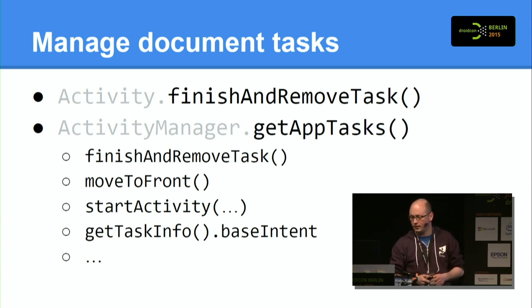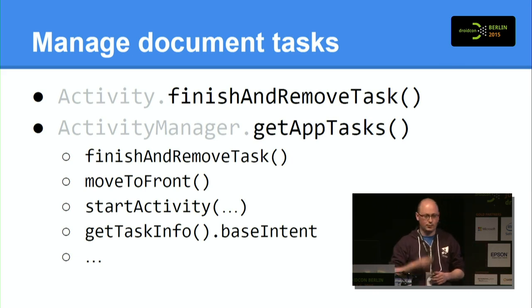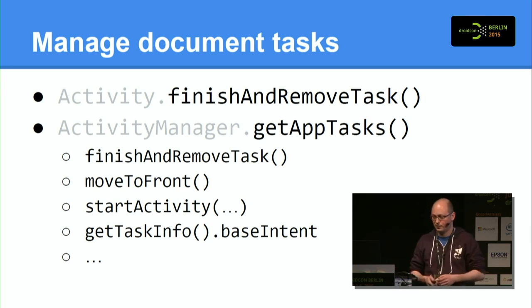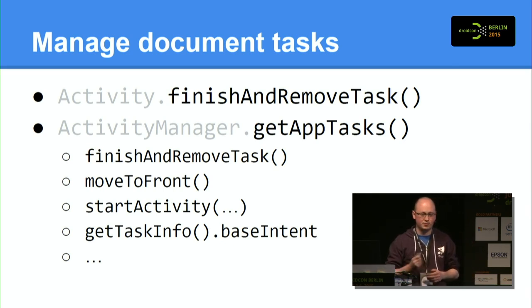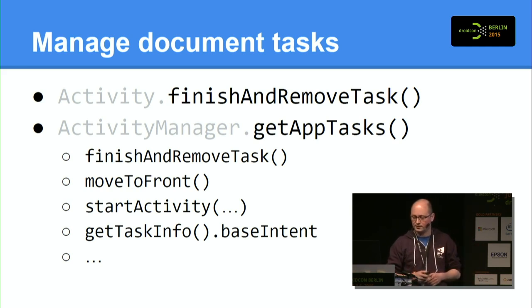Then there's also the get app tasks method in the activity manager, where you can get a list of all the tasks. Then you can finish and remove task on arbitrary tasks. To remove it, you can call move to front, which moves it to the front. You can start an activity on a task that is not your own, which is also kind of nice. And like I said, the system remembers the base intent that was used to create the task. So that's here in getTaskInfo base intent.